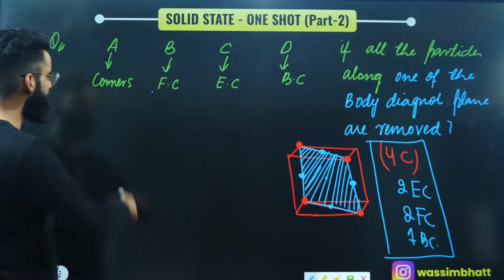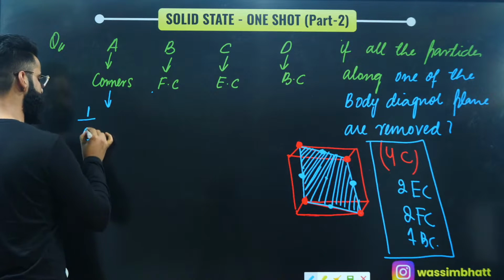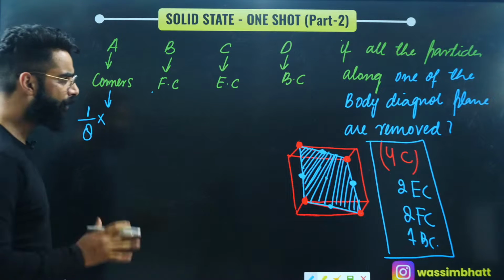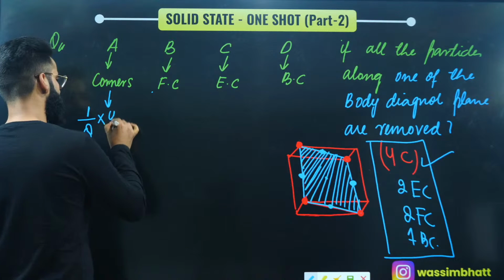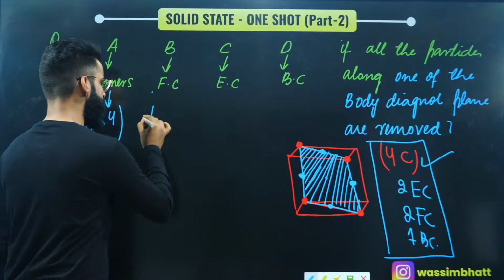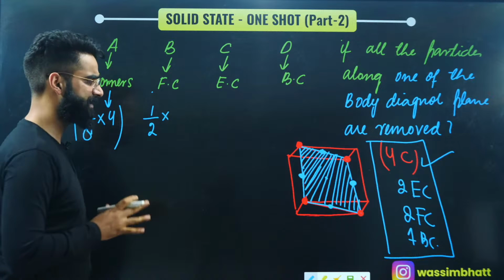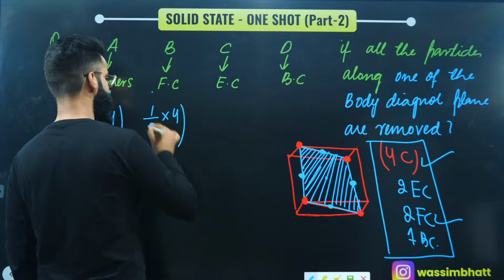See, A particles represent the corners. The contribution of the corner particle towards the unit cell is 1/8. Total, there were 8 corner particles, but out of 8 you are removing 4, so I'll be left with 4 corner particles. Multiply it with 4, right? The contribution of the face-centered particle is 1/2. Total, there were 6 face-centered particles, but out of 6 you are removing 2, so I'll be left with only 4. So multiply this with 4.